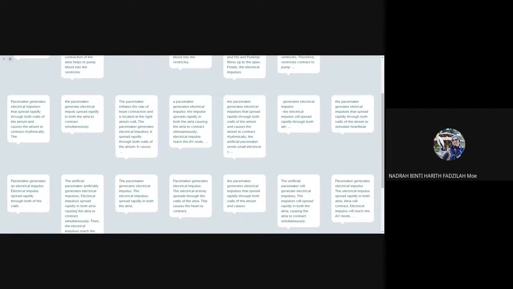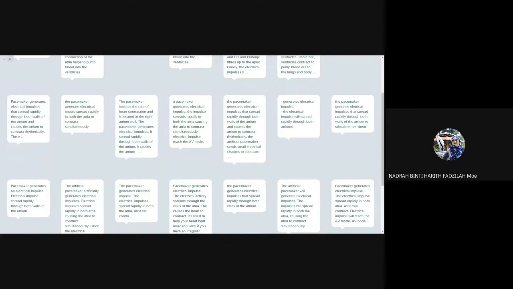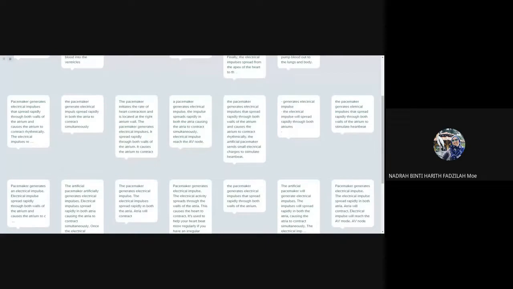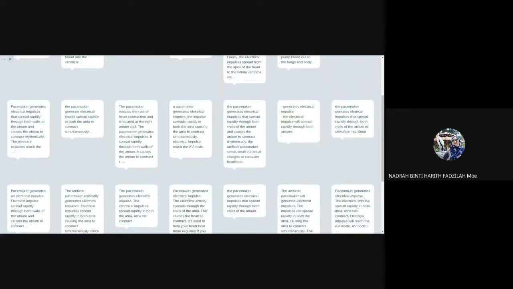The AV node does not make a new impulse. It simply passes the impulse to the bundle of His. That is its job. What generates a new electrical impulse is the artificial pacemaker or the SA node. So number 4 earlier: impulse reaches the AV node. Number 5, AV node releases impulse to the bundle of His and Purkinje fiber. And then number 6, impulse reaches the apex of the heart.